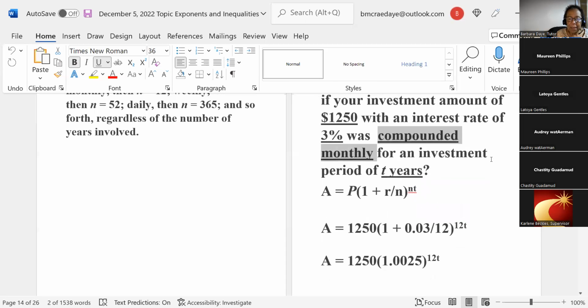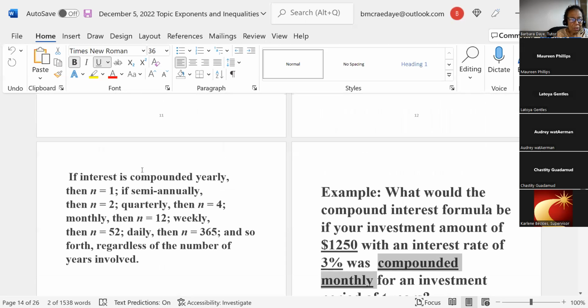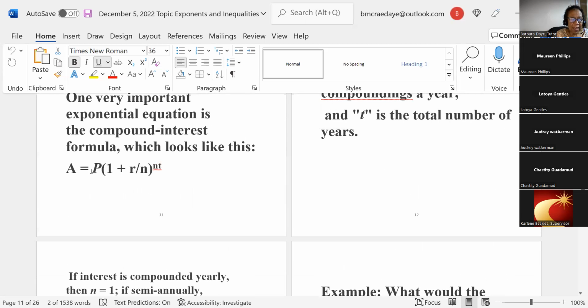So I want you to be able to do a setup. That means knowing what everything means in the compound interest formula. All right.